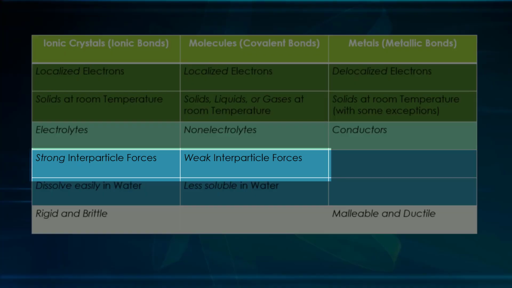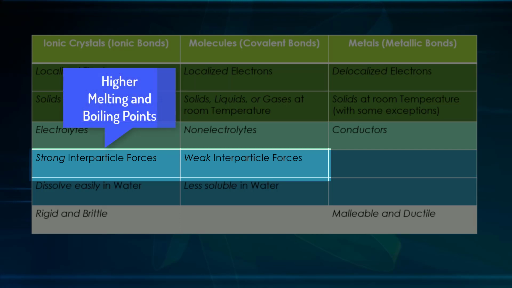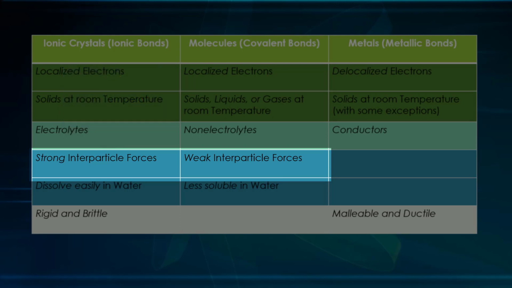Ionic crystals are considered to have strong interparticle forces. Comparatively, molecules have weak interparticle forces. This means that properties like melting point and boiling point will be affected by the interparticle forces. Ionic crystals would have higher melting and boiling points due to their strong interparticle forces, whereas molecules would be considered to have relatively lower melting and boiling points.